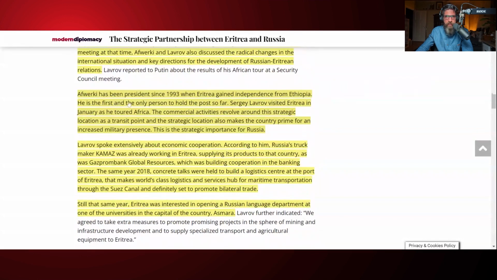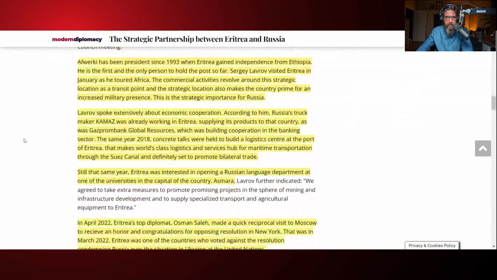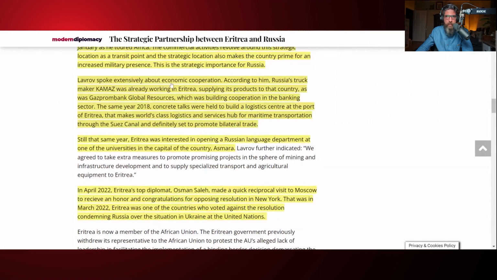Afwerki has been president since 1993, when Eritrea gained independence from Ethiopia. He is the first and the only person to hold the post so far. Sergei Lavrov visited Eritrea in January as he toured Africa, and they spoke about commercial activities. Lavrov spoke extensively about economic cooperation.